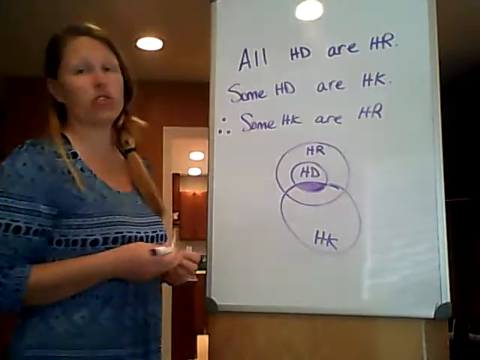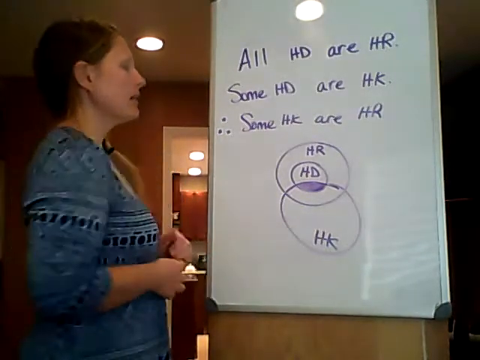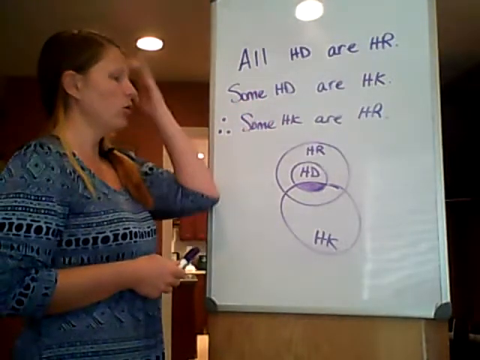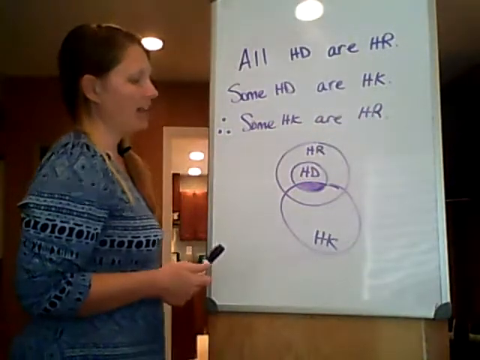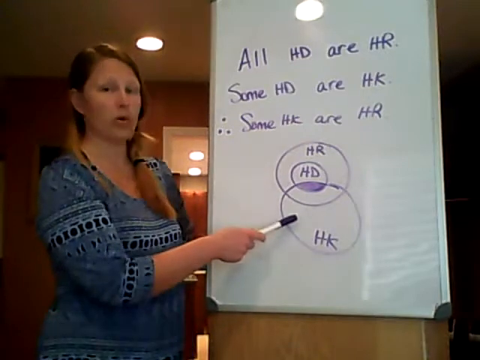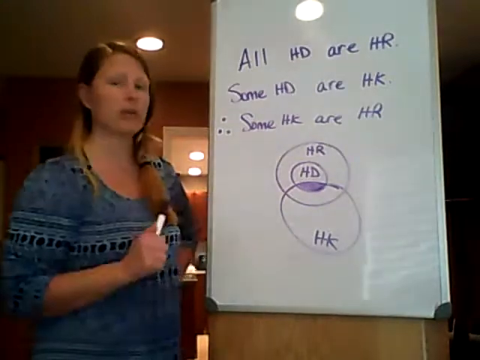And my conclusion, I'm trying to figure out, does my conclusion necessarily have to happen? My conclusion says some things that are helpful to know are hard to remember. Does it have to happen that some of the helpful to know category has to be intersecting or lining up with the hard to remember category?